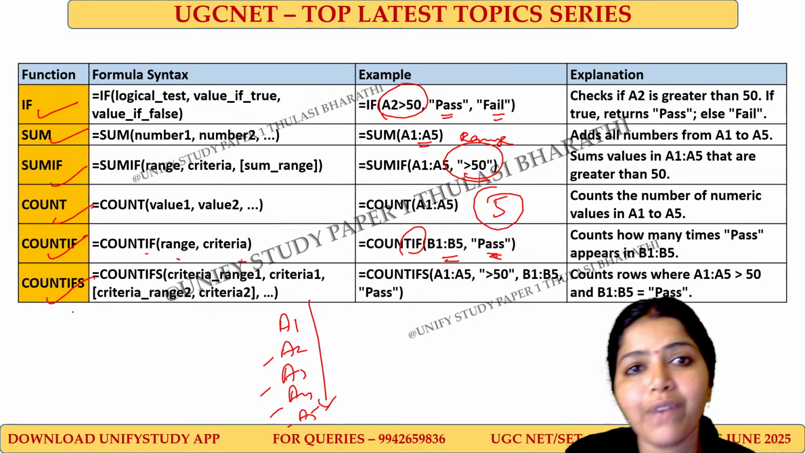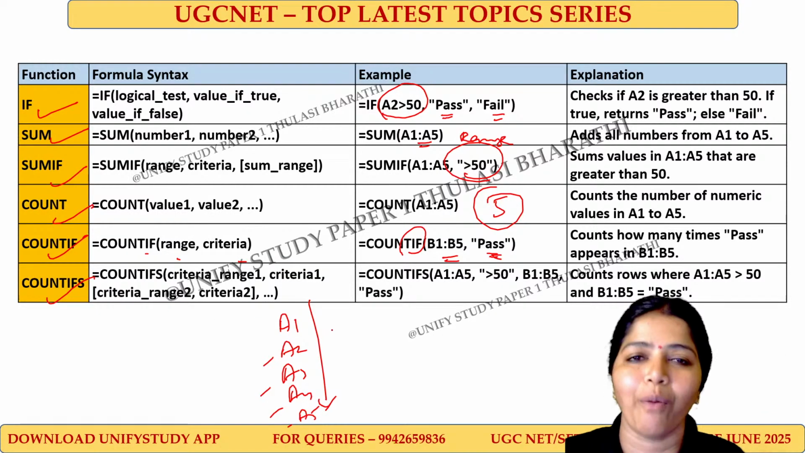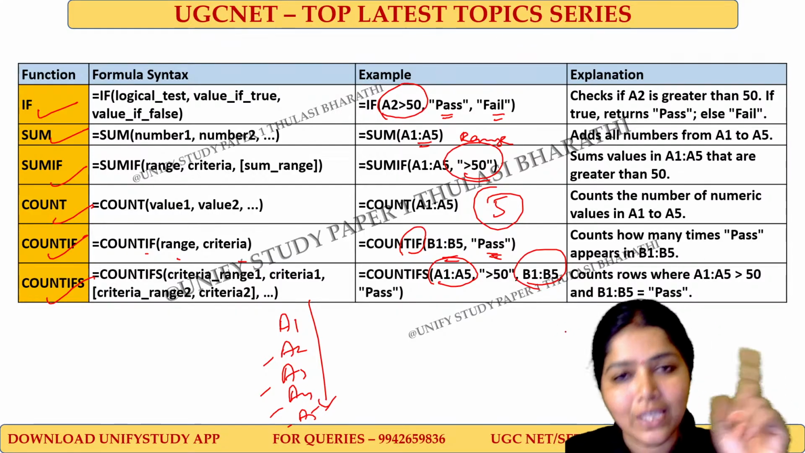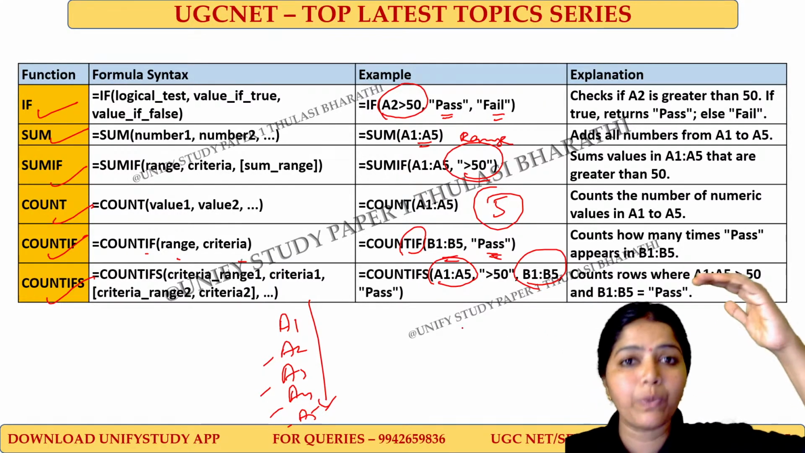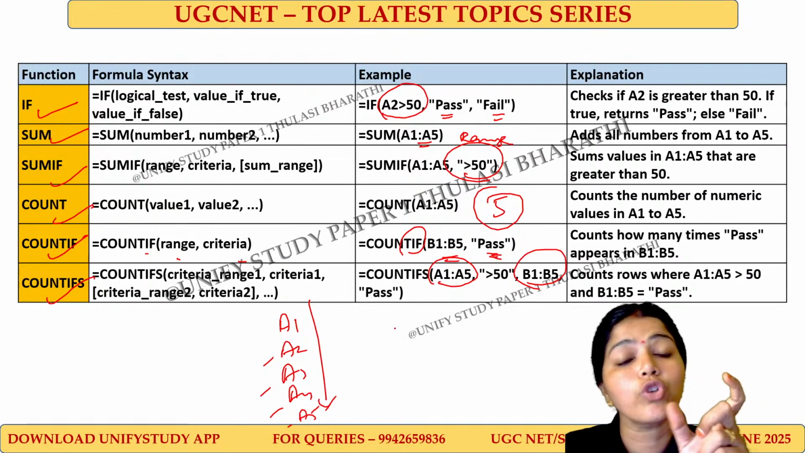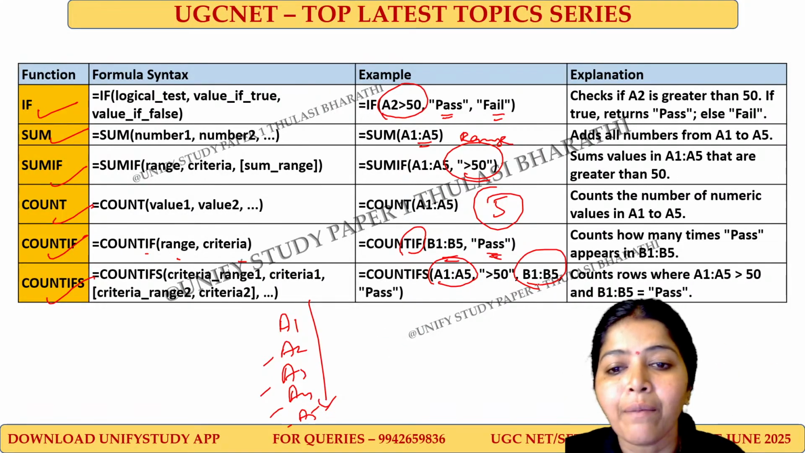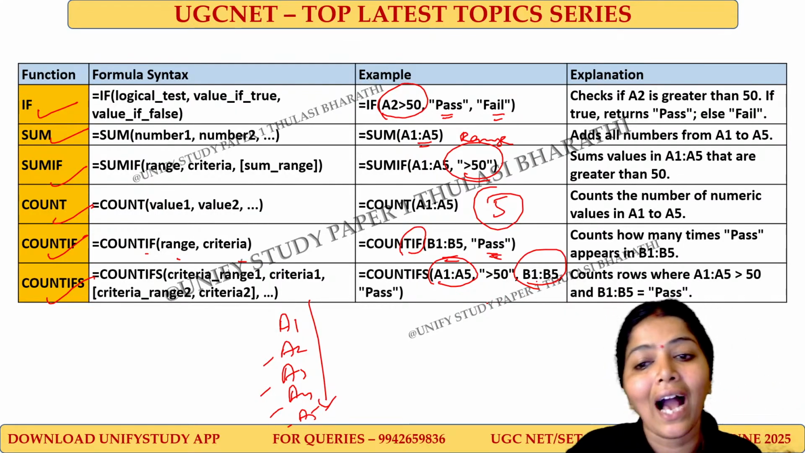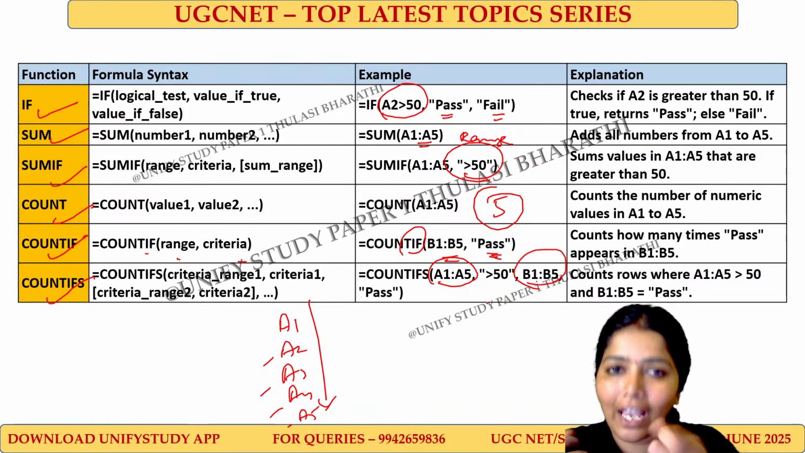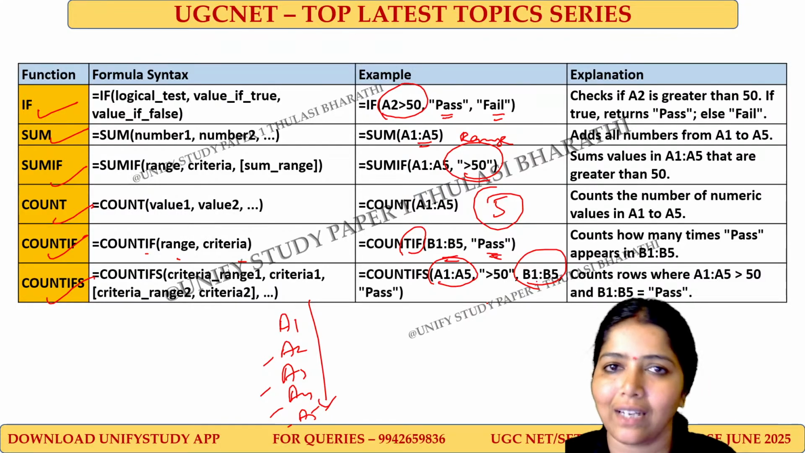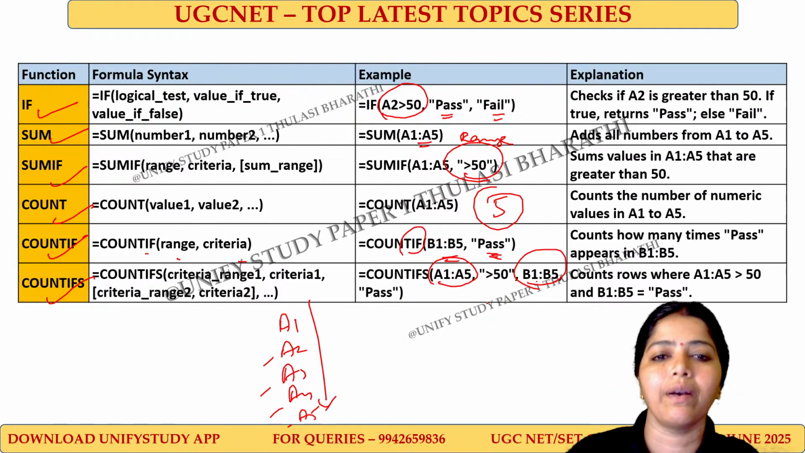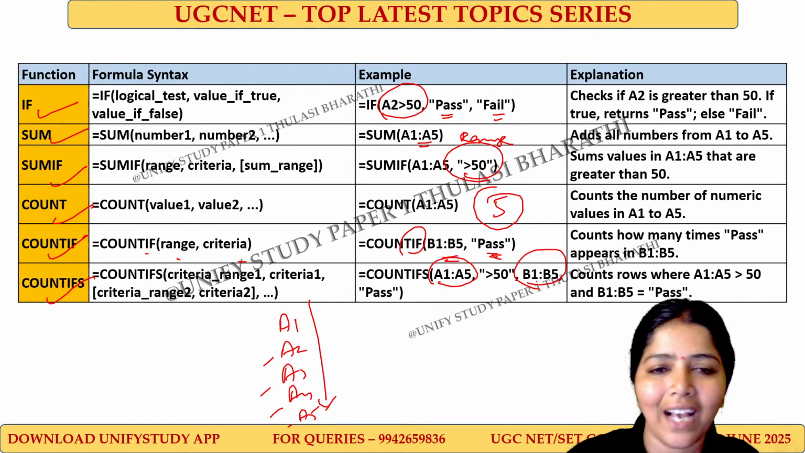Then COUNTIFS. Yes, S means what? It is the plural form, giving multiple conditions. See here, I have given one condition here and another condition here. Between A1 to A5 the values should be greater than 50, and in B1 to B5 pass should be there. So it should be greater than 50 and the pass also should be there. Then it has to return how many times it has occurred. Am I clear? Yes. So these are the very basic, most widely asked questions in the NET examinations.